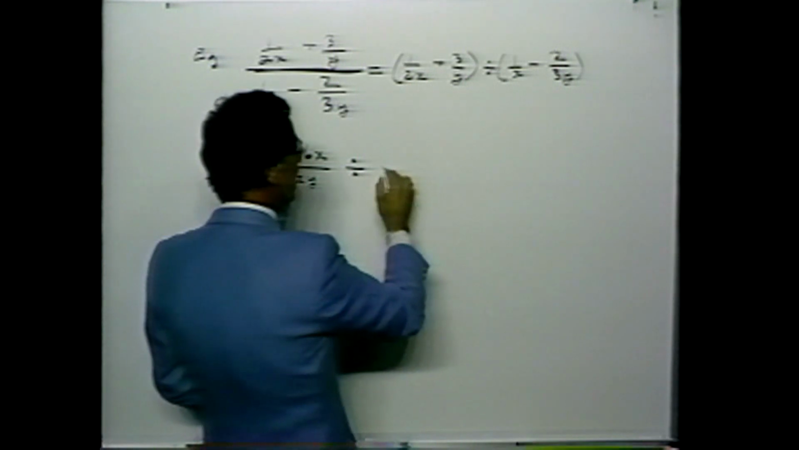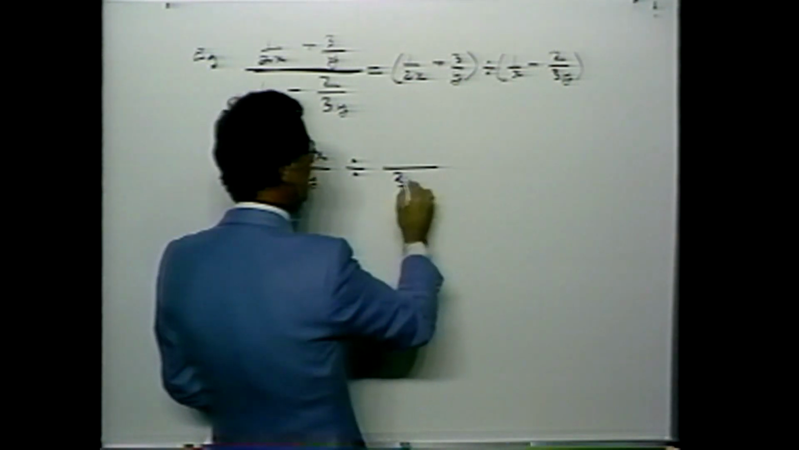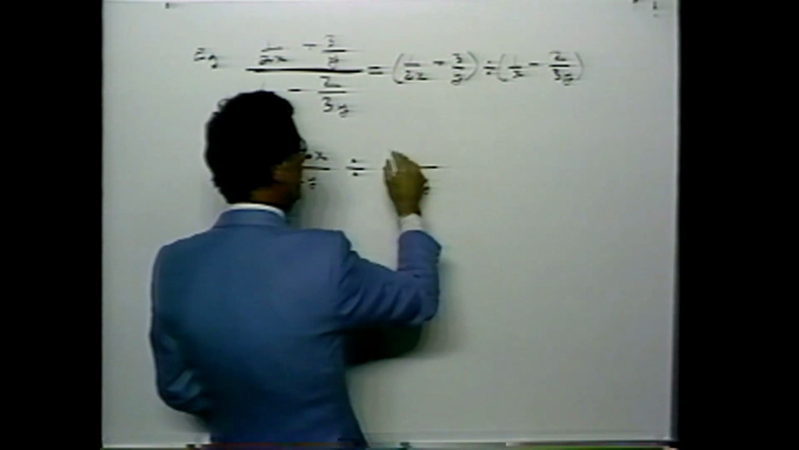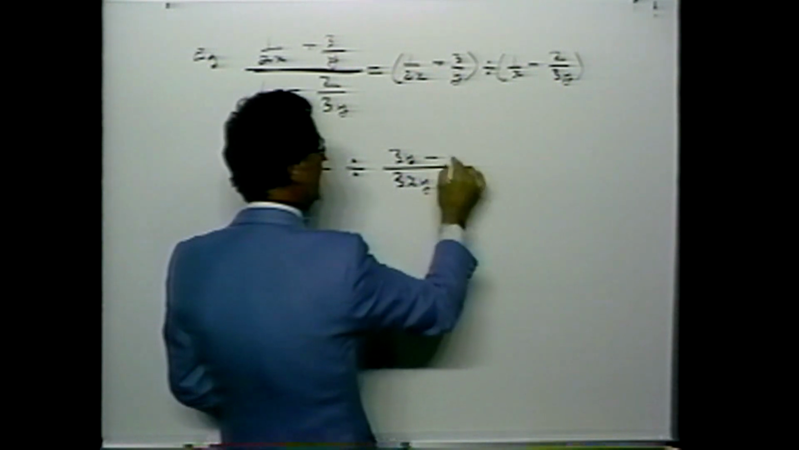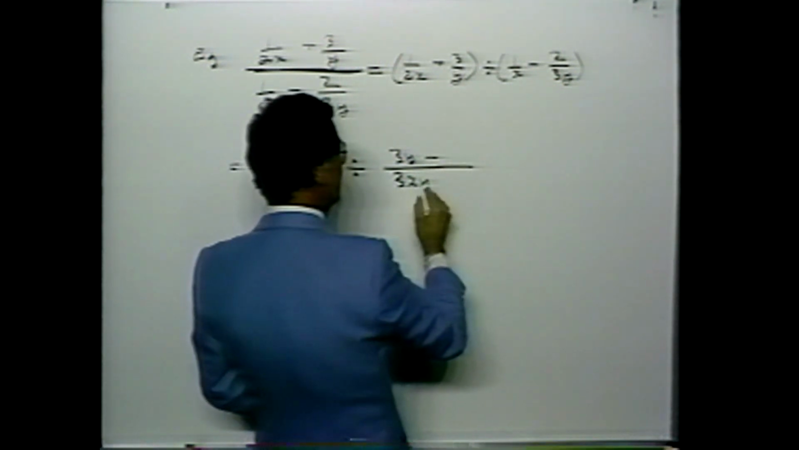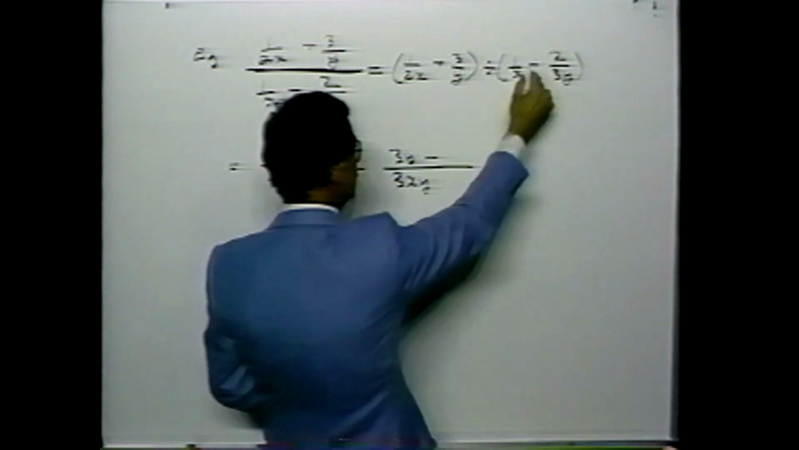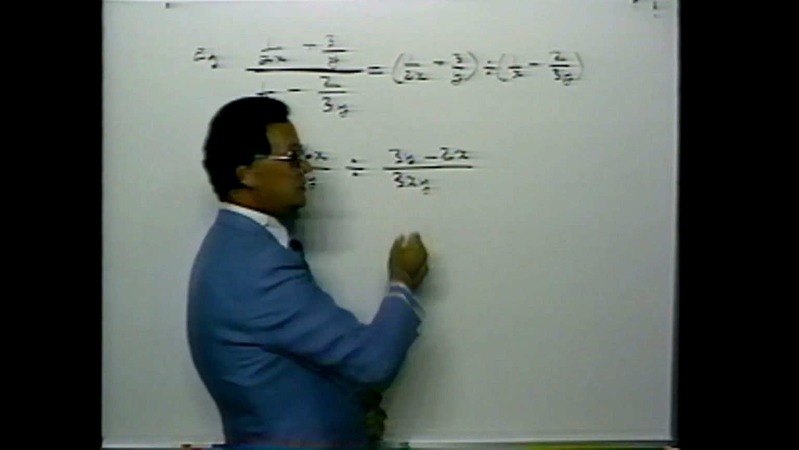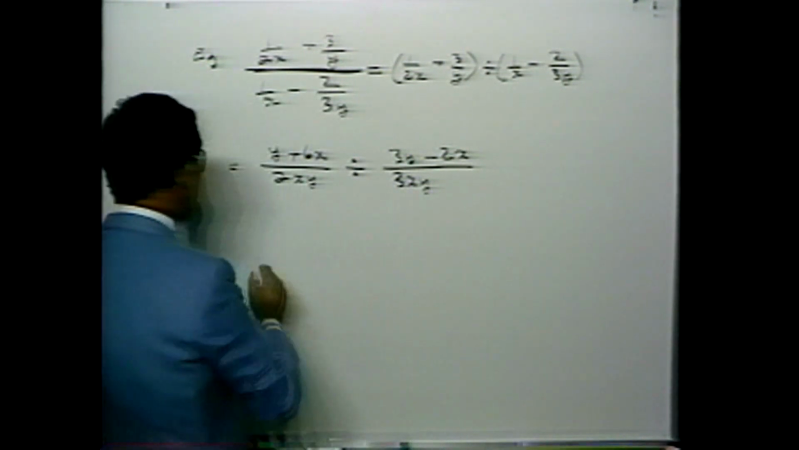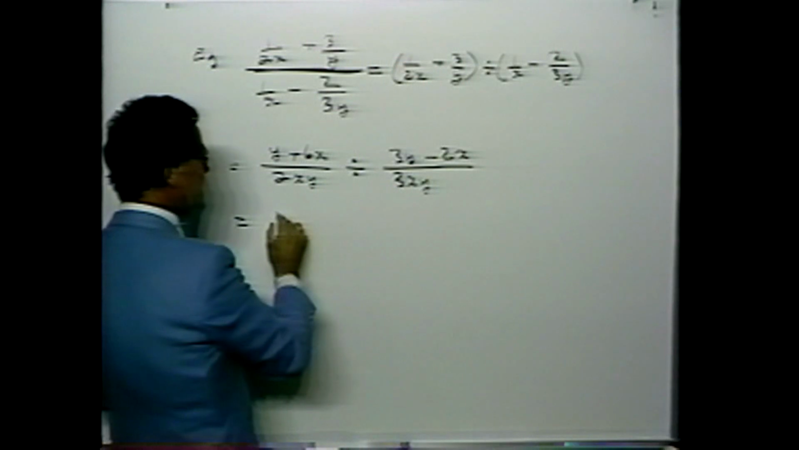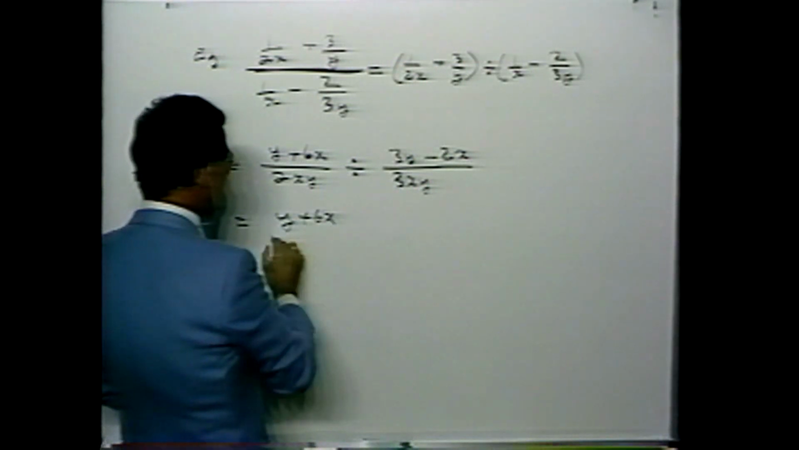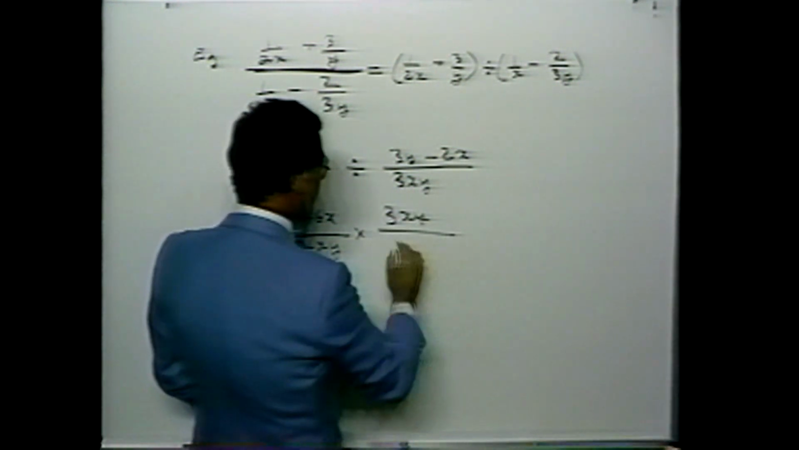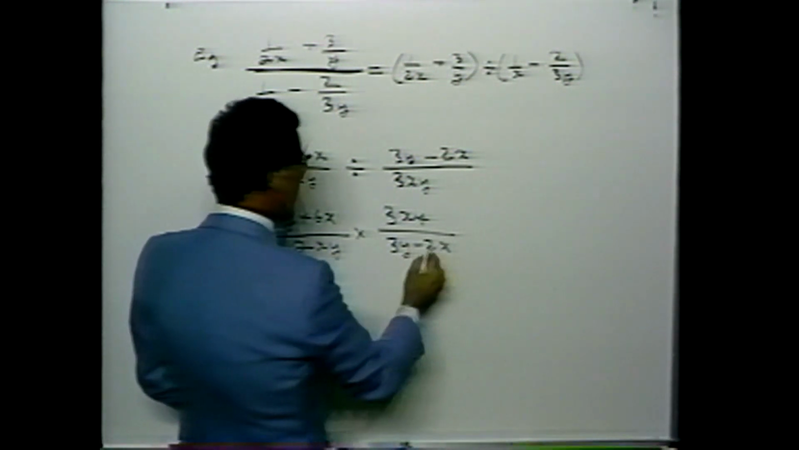Divided by, we have a common denominator 3xy. x into 3xy is 3y, times 1 is 3y, followed by 3y into 3xy is x. x times negative 2 is minus 2x. We have two fractions to divide now, and applying the reciprocal rule, we have (y plus 6x) over 2xy times 3xy over (3y minus 2x).